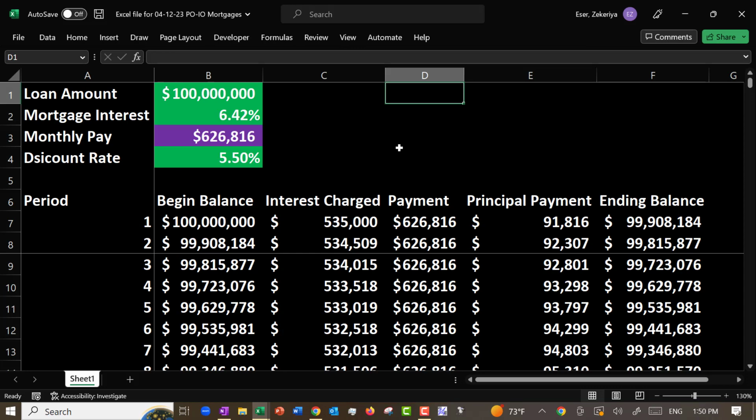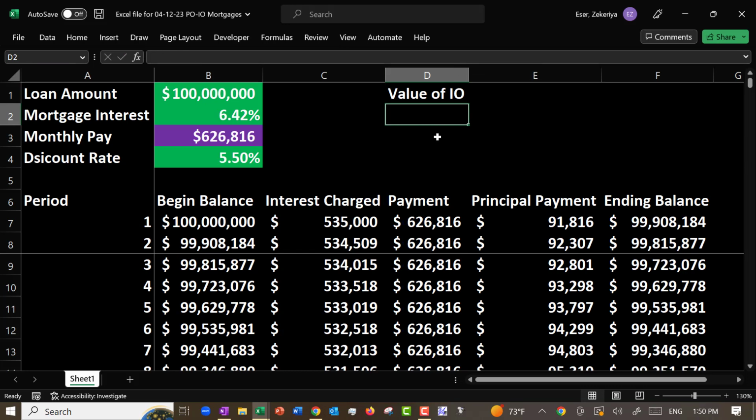So value of IO. There's a function called NPV in Excel. It doesn't do the NPV that we're thinking about. It basically calculates present value of all the future cash flows. Discount at that rate, but that's monthly. And what am I discounting? The interest payments.